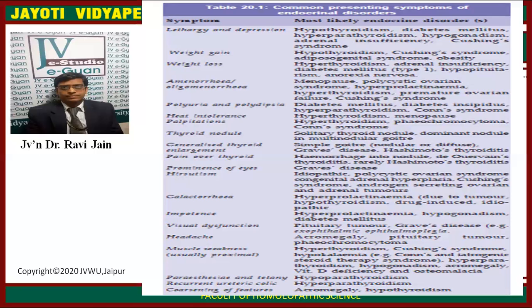For paresthesias and tetany, you can think of hypoparathyroidism. And in case of recurrent ureteric colic, we can think of hyperparathyroidism. Coarsening of features consists of acromegaly and hypothyroidism. So these are the various diseases which represent the given symptoms in case of endocrine disorders. So this is all about the presenting symptoms of endocrine disorders.